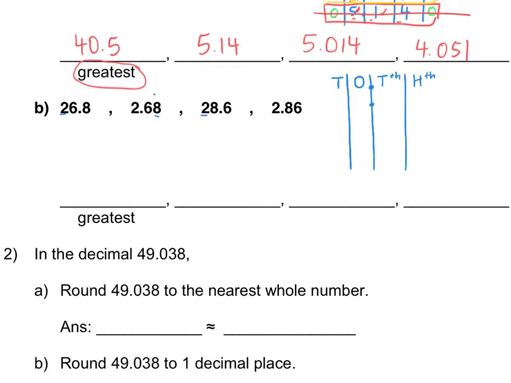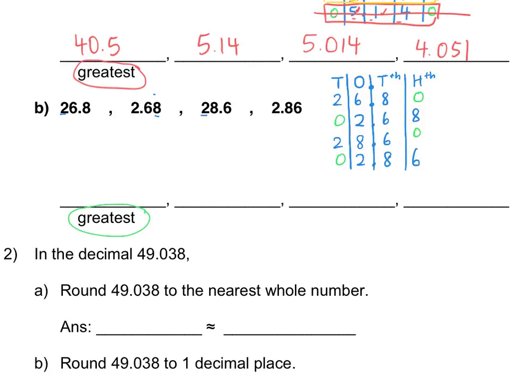We put in the numbers, making sure that the decimal point is aligned. So we have the first decimal, 26.8, followed by 2.68, followed by 28.6, and lastly 2.86. And we fill the remaining gaps with the digit 0. Okay, so we are ready to begin, bearing in mind that we are looking out for the greatest number.